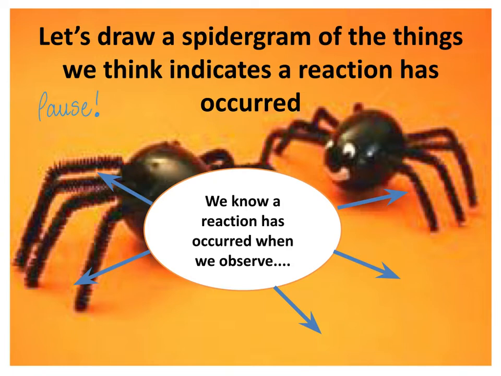Okay, so we might see a colour change. We might see a gas given off. We might see temperature increase. Okay, and we call that exothermic. Or we might see a temperature decrease.